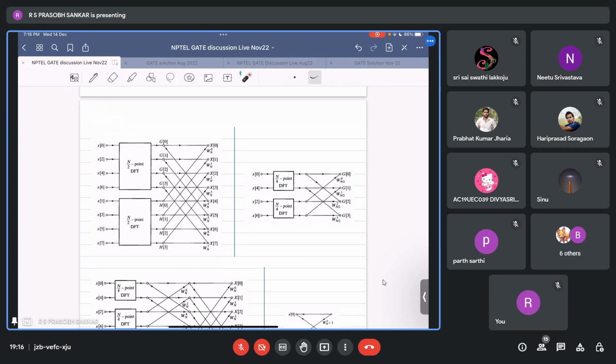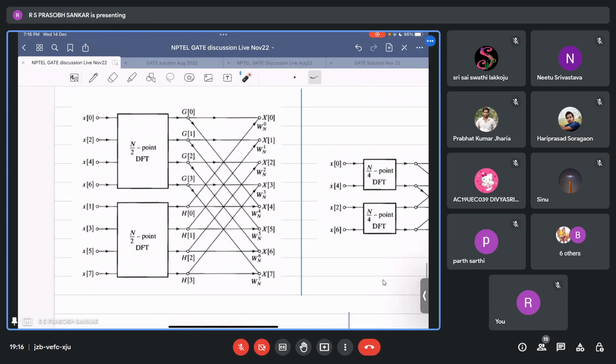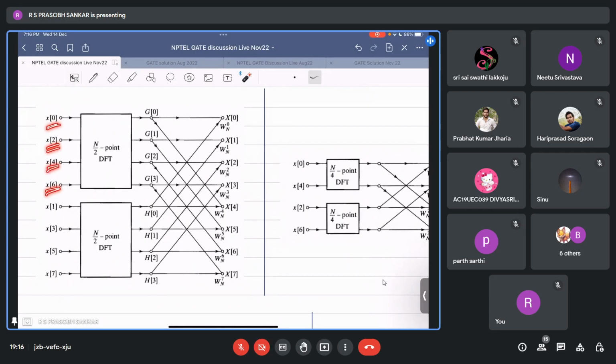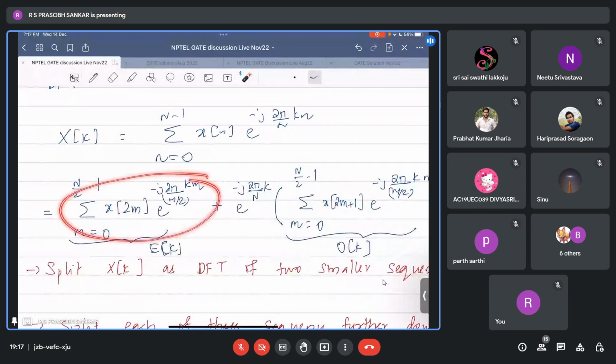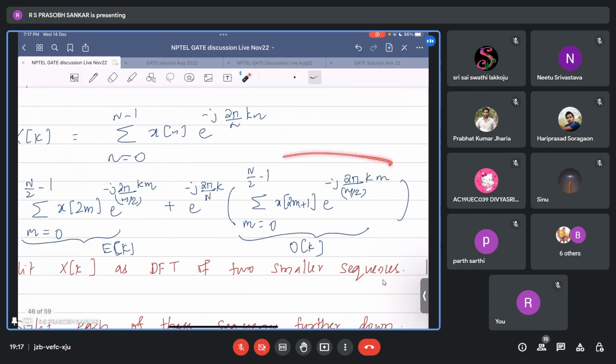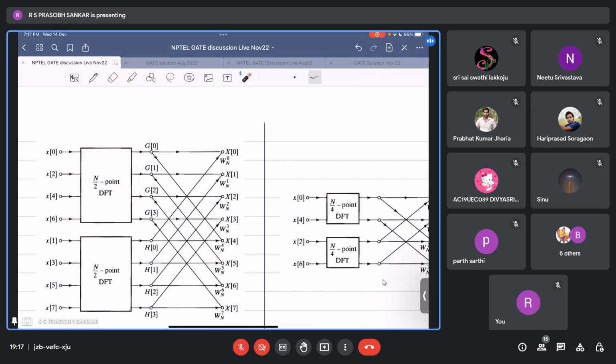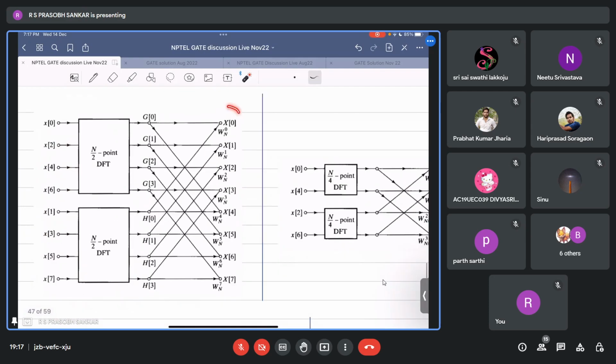We are splitting it into even terms, like we see here, 0, 2, 4, 6. These are the even terms. These are the odd terms. We take the N by 2 point DFT of each of these separately. This is the N by 2 point DFT of the even terms, and this is the N by 2 point DFT of the odd terms. And we are smartly combining them. So we take the N by 2 point DFT of the even part, the N by 2 point DFT of the odd part, and combine them to get the total DFT. This is what is happening.